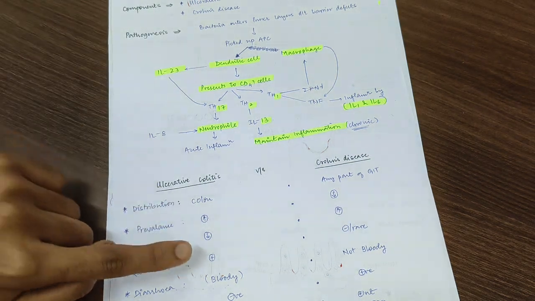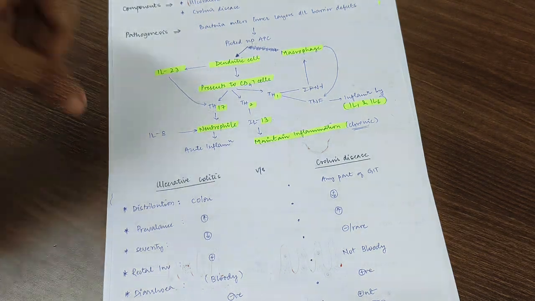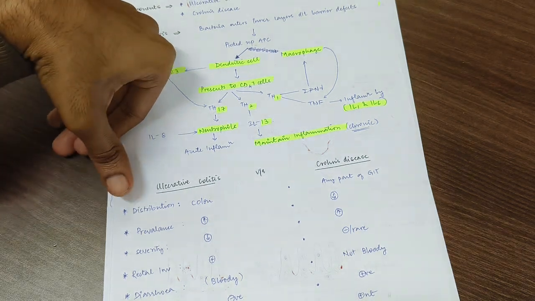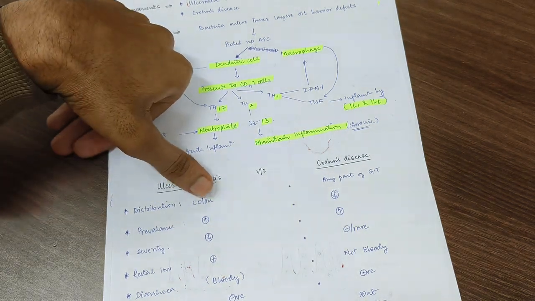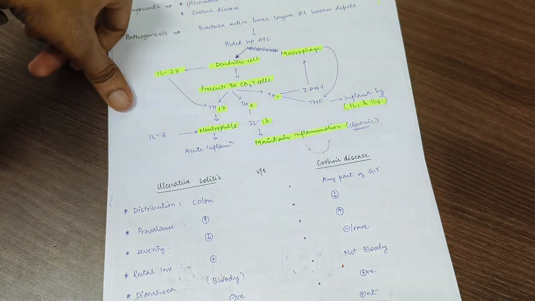If it is more prevalent, it should be less severe, or else the patient will have so many deaths. Then it has more severity, Crohn's being less prevalent. Rectal involvement: here it is positive because it is occurring in the colon, it is very frequently seen, whereas in Crohn's it is rarely seen or absent.